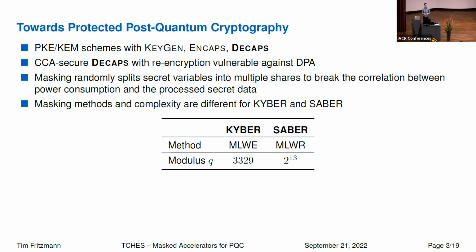ciphertext. Now, masking randomly splits the secret variables, such as the long-term secret key S, into multiple shares in order to break the correlation between the power consumption and the currently processed data. But masking Saber and Kyber is quite different, and this is especially as Kyber is based on the module learning with error problem, while Saber is based on the module learning with rounding problem. And also Kyber uses a prime modulus and Saber a power of 2 modulus. So here we have some small differences, but they have a larger impact on the implementation costs.